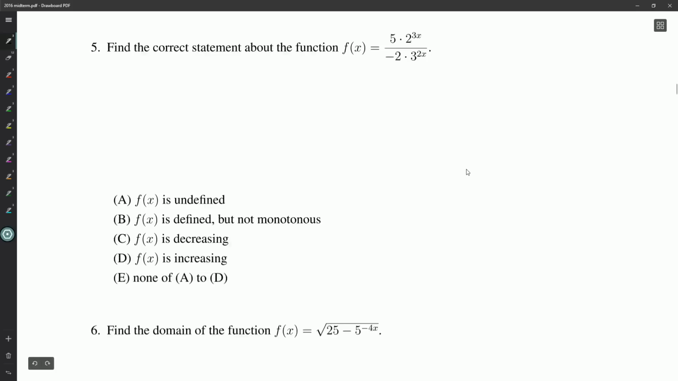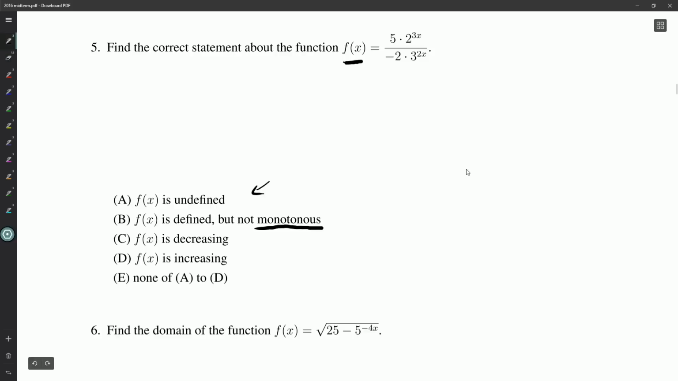Question 5 here, find the correct statement about the function f of x. So let's just carefully read these. F of x is undefined. F of x is defined but not monotonous, which is an expression you might remember from graphs and functions from grade 11 or whichever equivalent you took. Monotonous means either it's always going up or always going down. Okay? Always increasing or always decreasing. Never the other, always just one. But we don't want to specify which one. It's just a fancy math word.